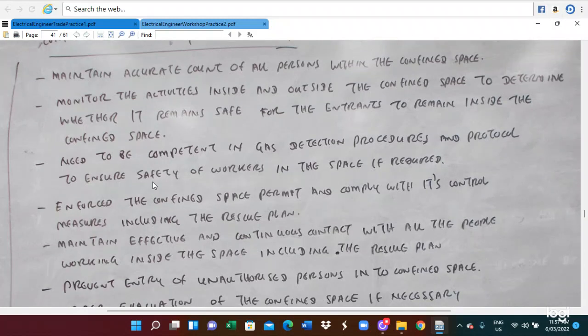The observer also needs to be competent in the gas detection procedure. Because in a confined space dangerous gas can come out, the safety observer needs to detect the gas.